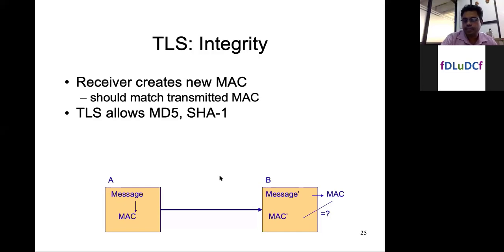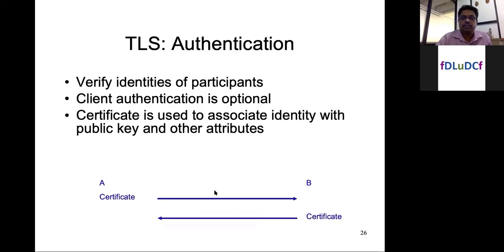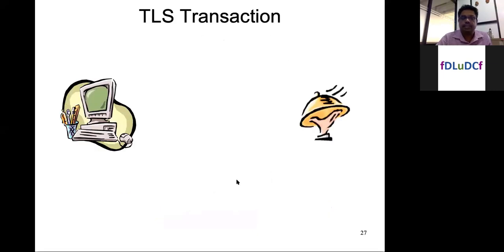Basically, before sending any data between the browser and the server, they have to calculate what we call a message authentication code. This code is attached to the message and sent to the server. The server then compares these two codes and sees whether the message got altered or not. So that's how they do the integrity. So that's how they do the authentication.